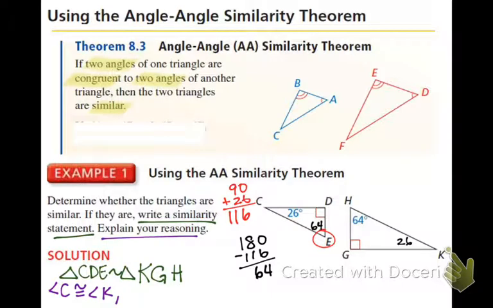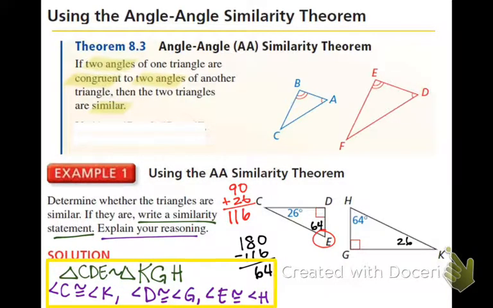All right, so we got those angles. What else? Angle D is congruent to angle G. And then last, angle E is congruent to angle H. Okay, so our reasoning is that we had two angles that were congruent to two angles. So technically you only needed two sets. We wrote all three because we're consistent like that.